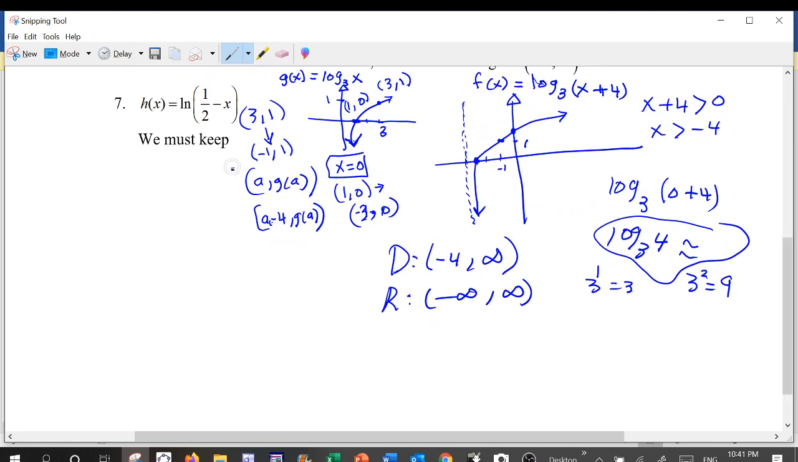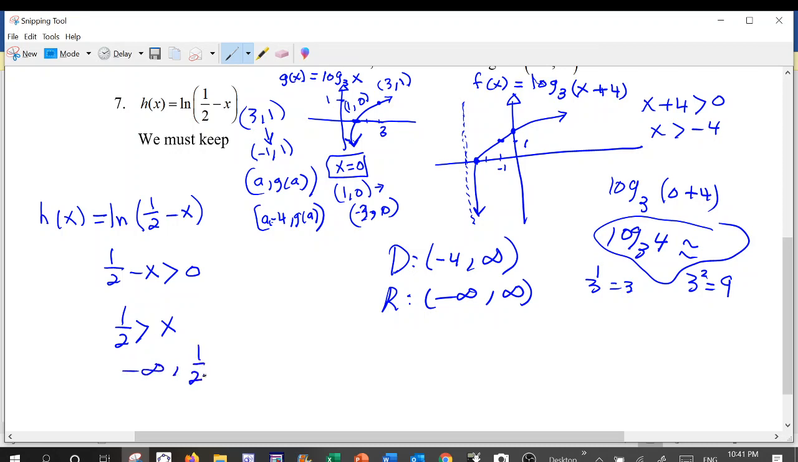All right, so let's do number 7 as well. So we're not going to graph it, we're going to just find the domain. So h of x is ln of 1/2 minus x. So we want 1/2 minus x to be greater than 0. So that means we move the x to the other side. X has to be less than 1/2. So negative infinity to 1/2 is good, right? Any number from negative infinity to 1/2, that's the domain of that function, right?